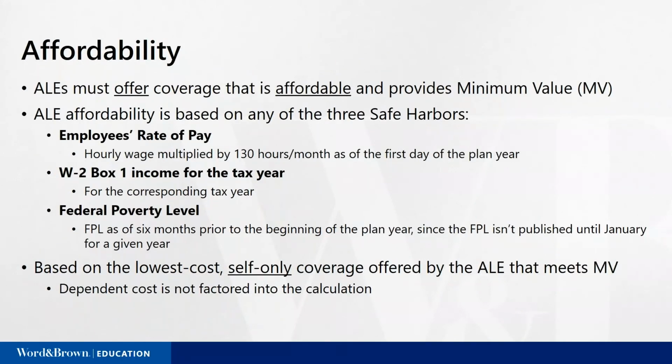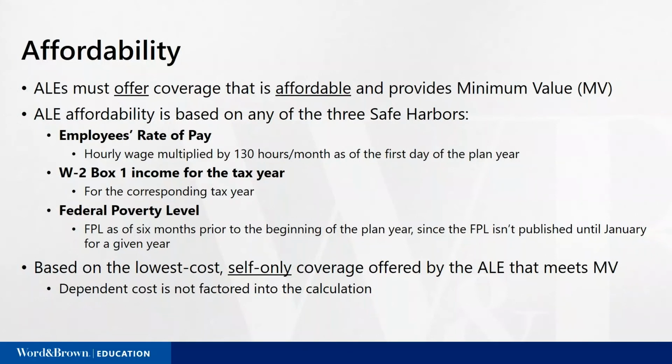We talked about a requirement under the ACA's employer mandate is to offer affordable coverage. So how do you determine affordability? Well, affordability is based on one of 3 safe harbors: an employee's rate of pay, which is going to be their hourly wage multiplied by 130 hours as of the first day of the plan year, and that calculation is locked in until the beginning of the next plan year, unless that employee receives a decrease in pay. It does not change if they happen to have an increase in rate of pay, though.